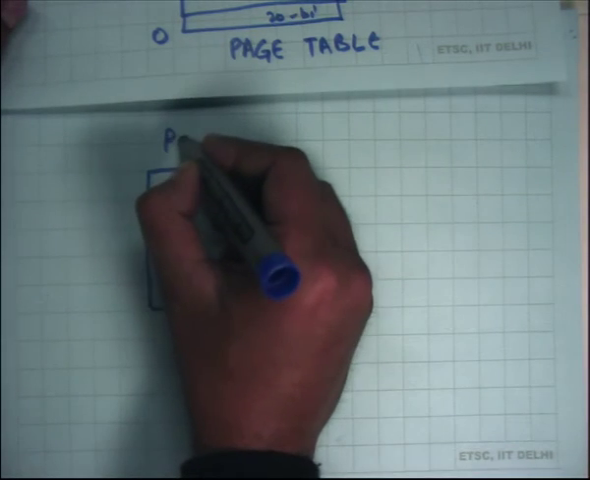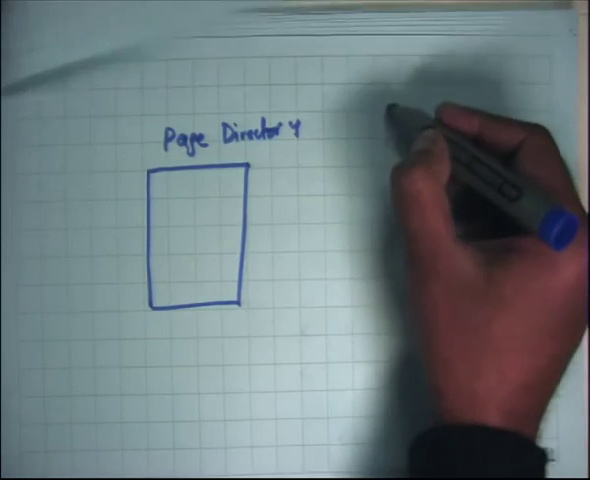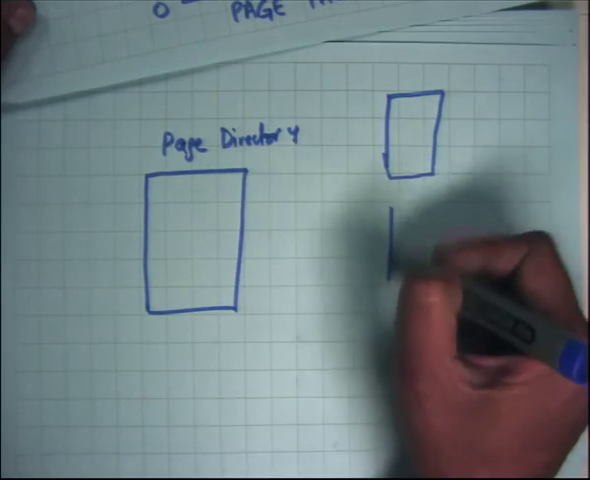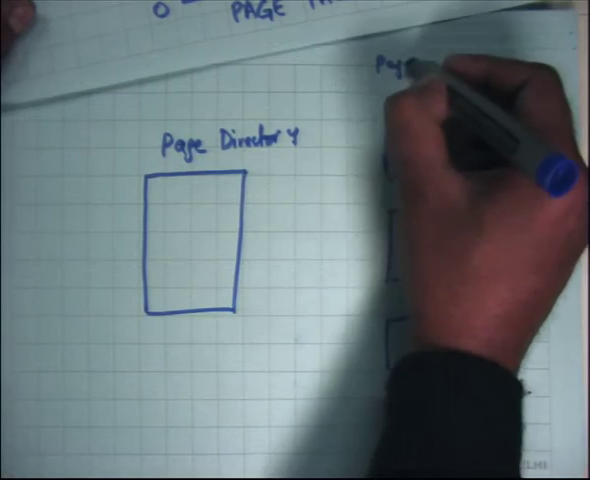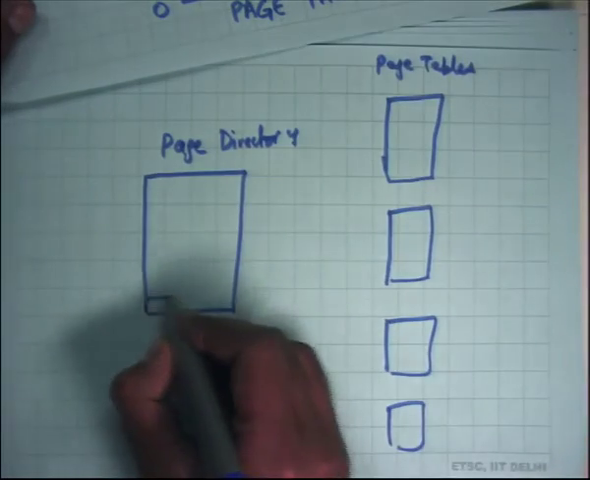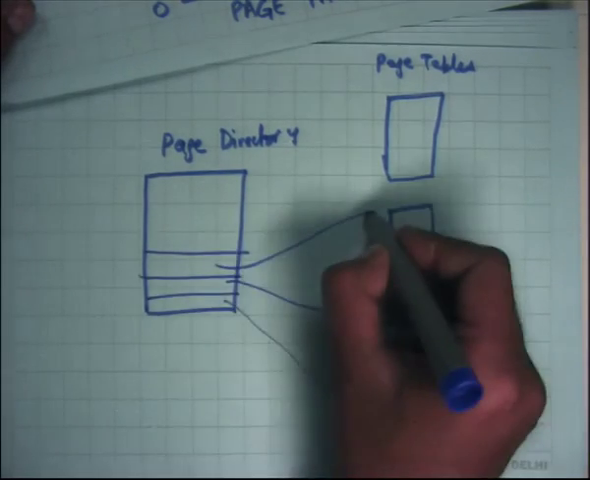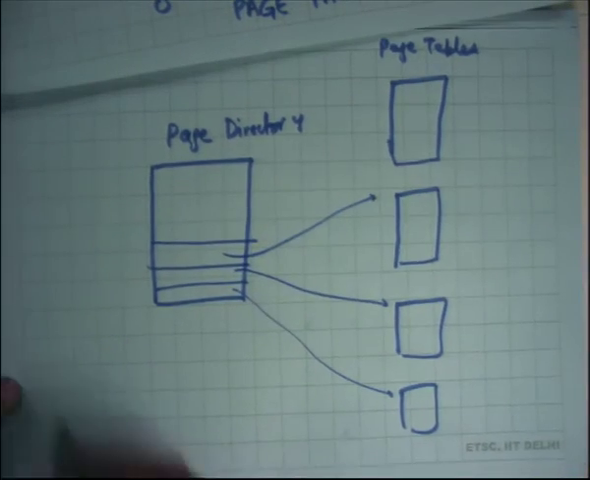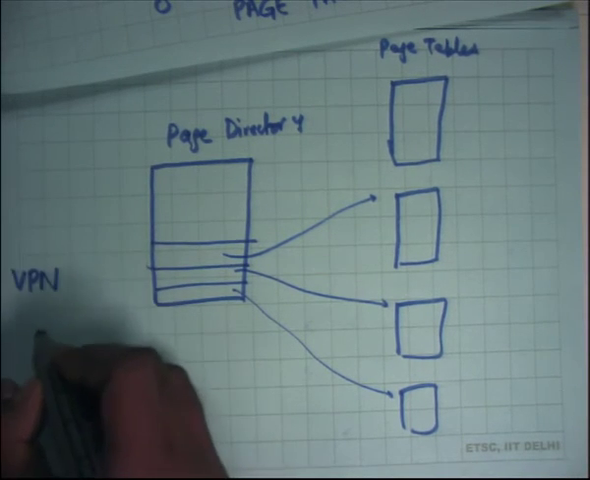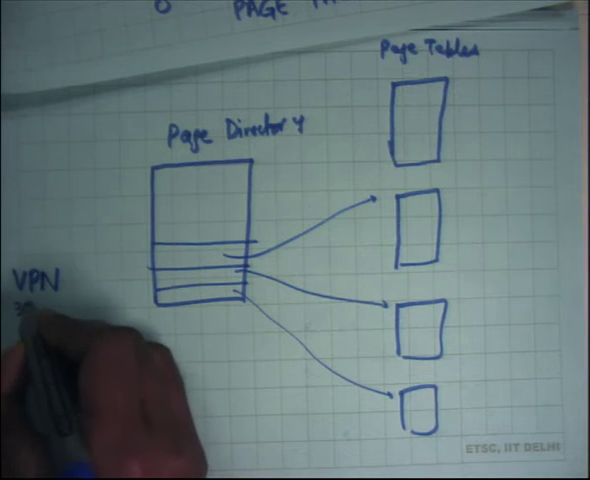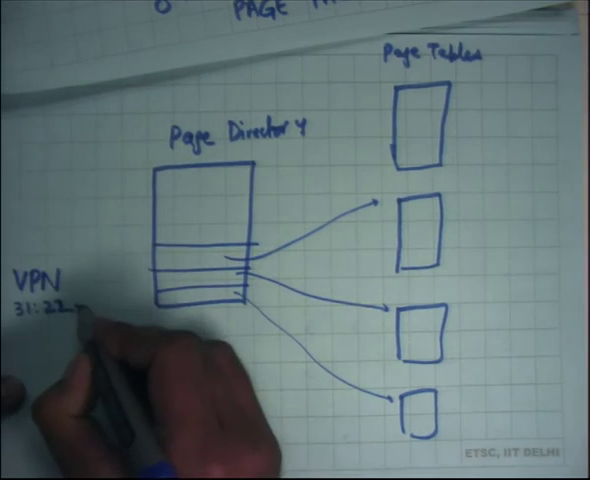The first level is called a page directory, and the second level are called page tables, where each of the entries in the page directory points to a page table, and so on. Okay. So once again, what I do is I look at the VPN and take the top 10 bits of the VPN, so VPN bits 31:22, and we use that to index the page directory.